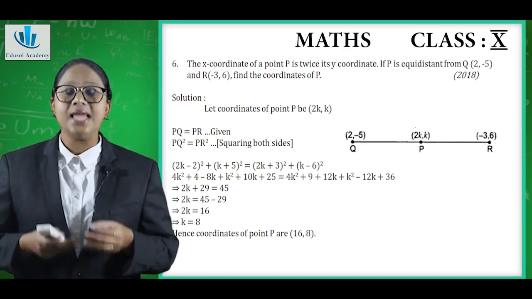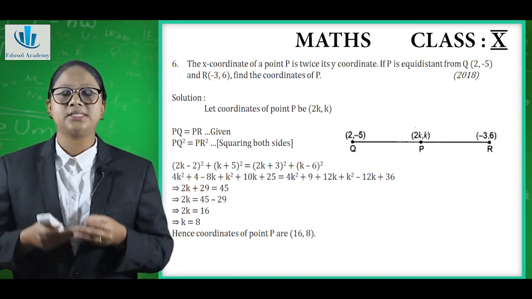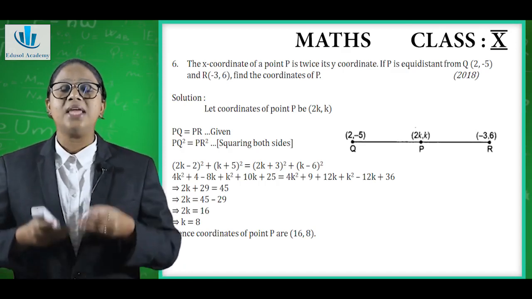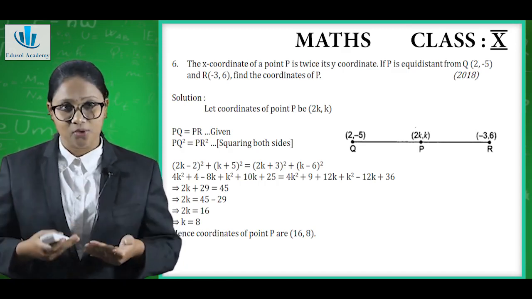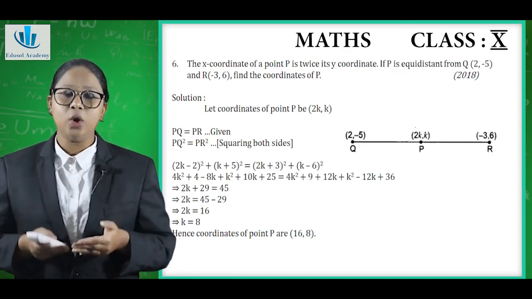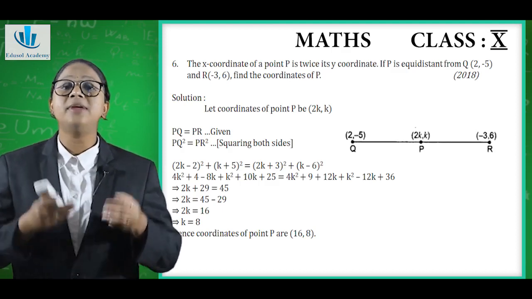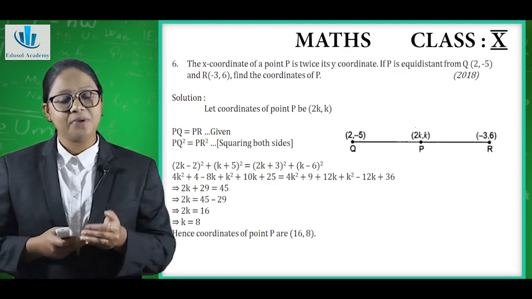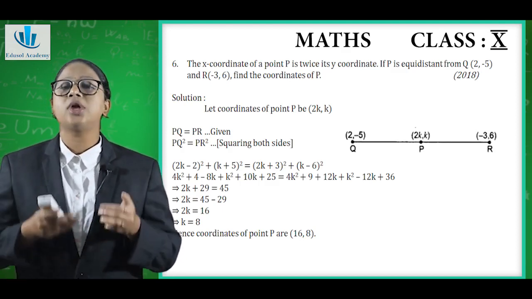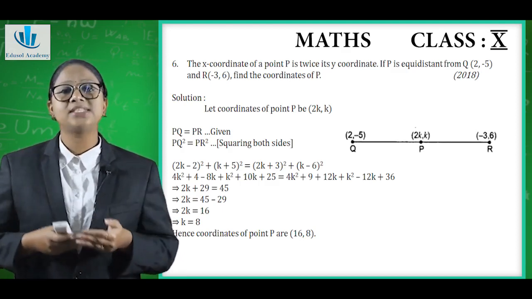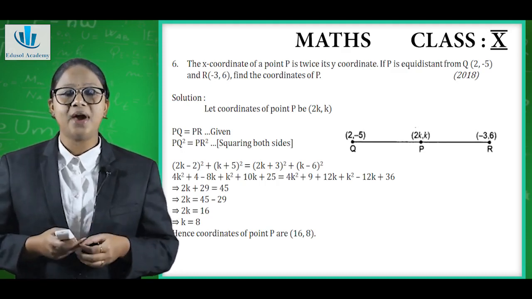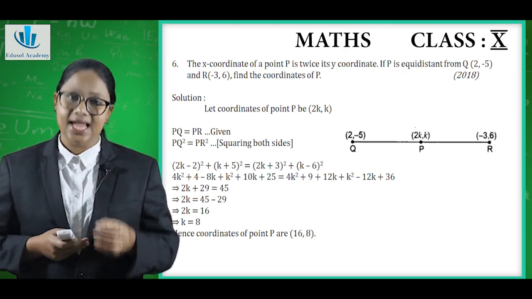So let's take the y coordinate of P as k. So the x coordinate will be twice of that. That means if the y coordinate is k, the x coordinate will be 2k. Again, using PQ is equal to PR, equidistant, you can square it. PQ square is equal to PR square. Applying the distance formula, we can find the value of k as 8.